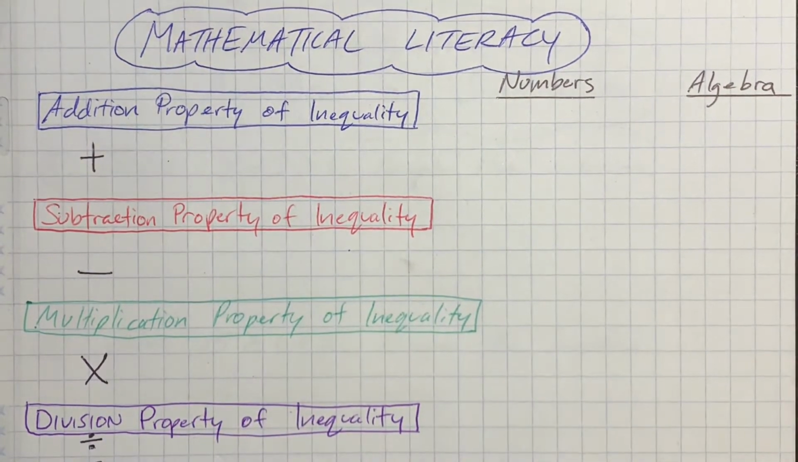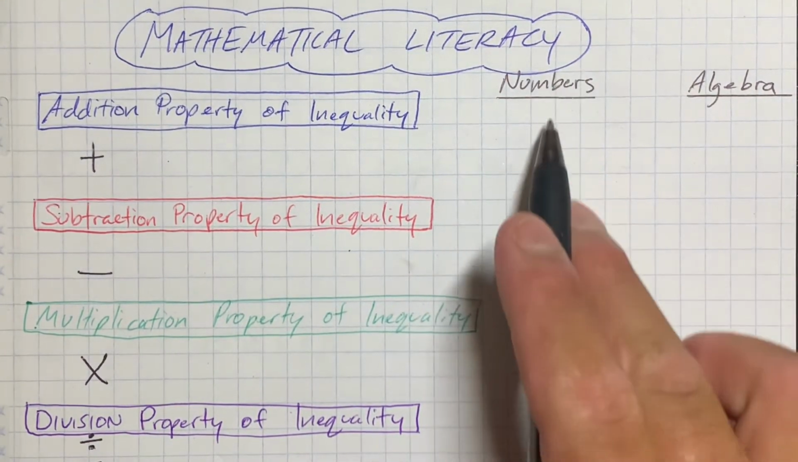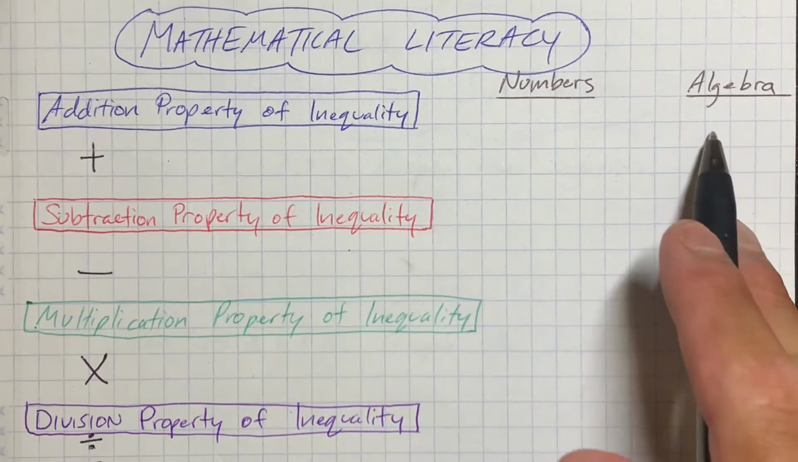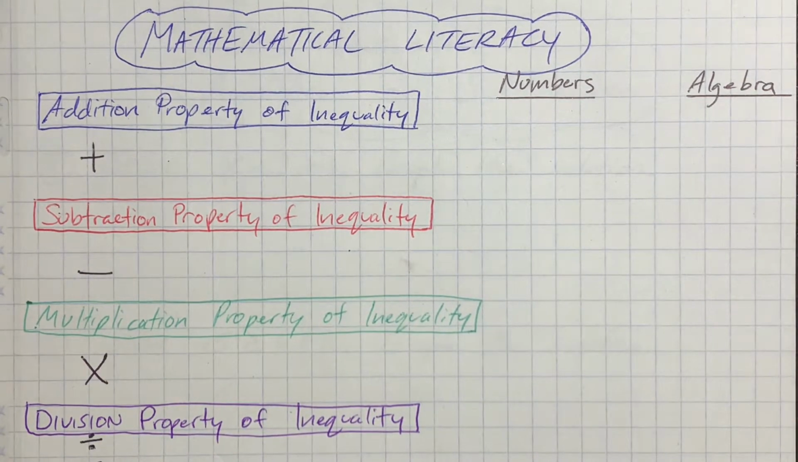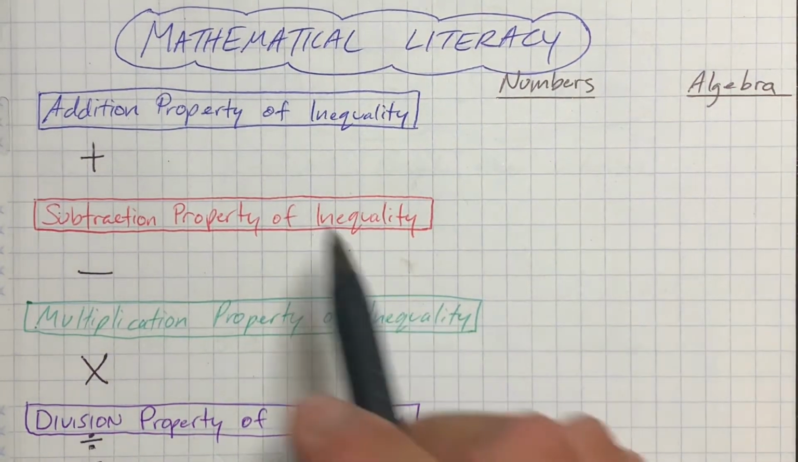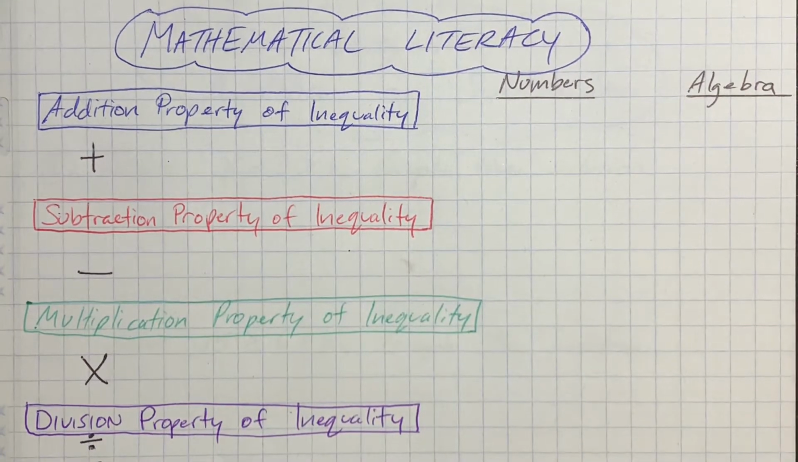Division. There we go. All right, now we have two columns. On one column, we have numbers. The second column, we have algebra. Now, let me give you guys an example using the addition property of inequality.